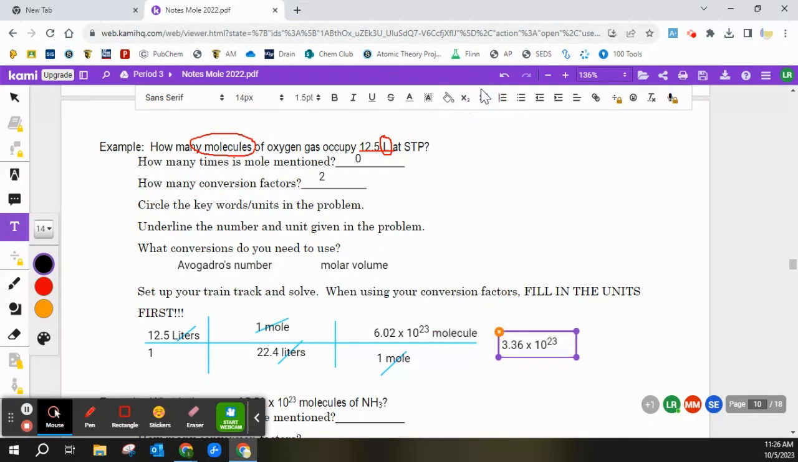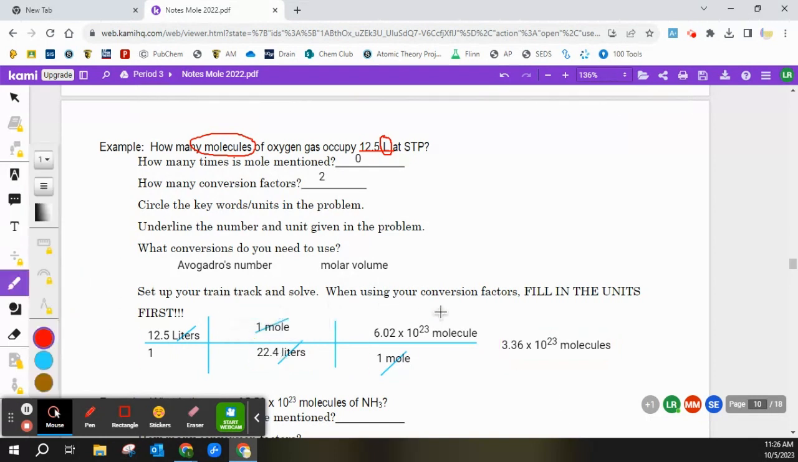And don't forget our unit is molecules. Okay, now please write your scientific notation this way, the times 10 to the 23rd. Do not put the E there. So it's going to be 12.5 times Avogadro's number, hit equals, divide by 22.4. And then that is our final answer.